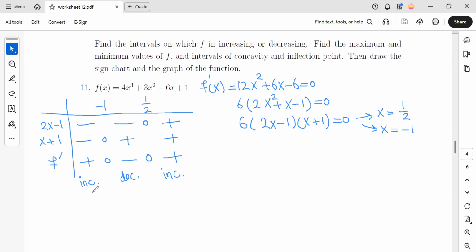When it is increasing and then decreasing, it means that we have a maximum here, and the maximum is f of negative 1, which is 6. The second part, decreasing then increasing, means that we have a minimum here, and the minimum is f of 1 over 2, which is negative 3 over 4.